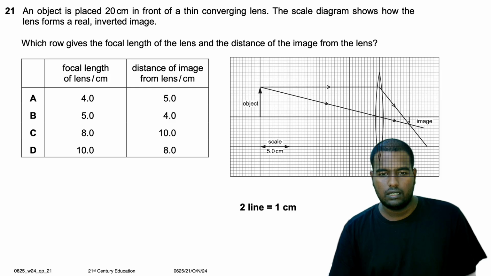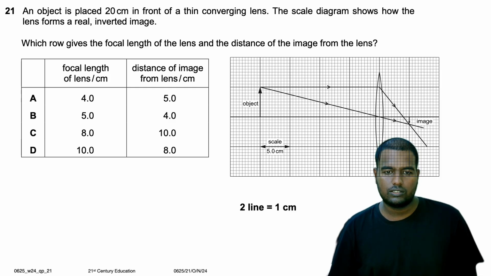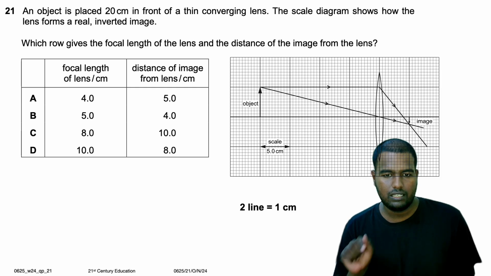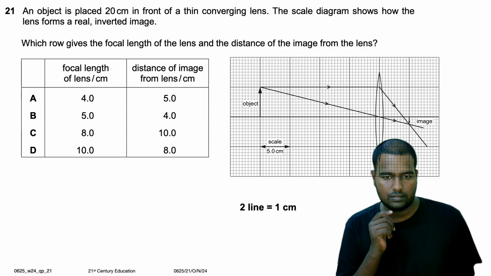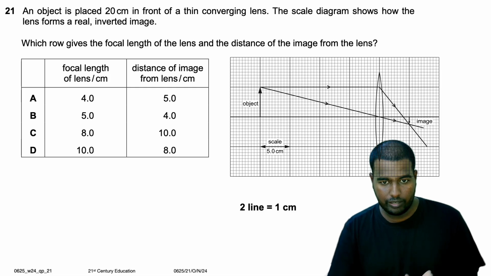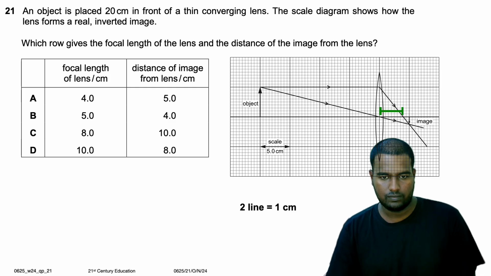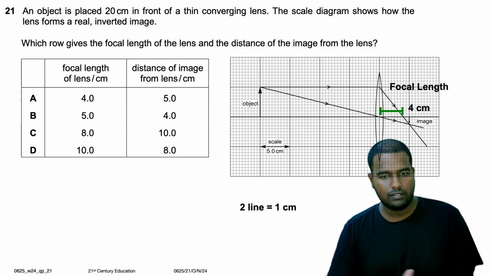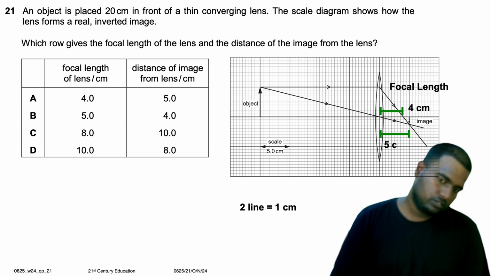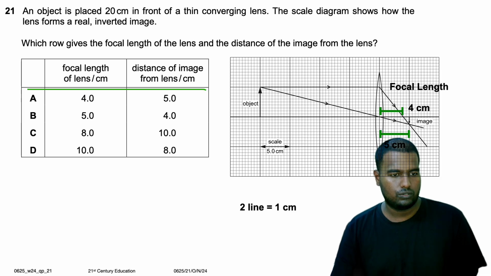First they are asking the focal length of the lens. What is focal length? Where the rays parallel to the principal axis cross the principal axis. So in this case, to the left before the image, the distance between the center of the lens to where they cross the line is 8 lines, so it is 4 cm. Now what is the distance of the image from the lens? From the center, I think this is 10 lines, so it's 5 cm. So 4 and 5 centimeters.